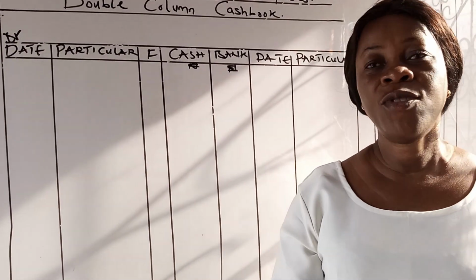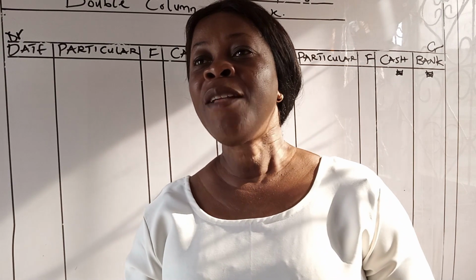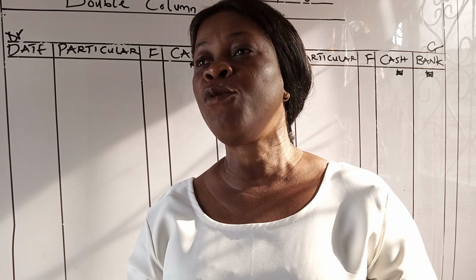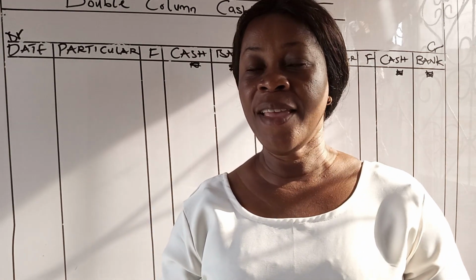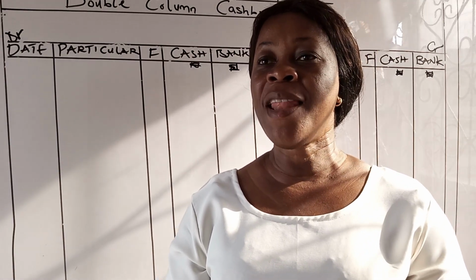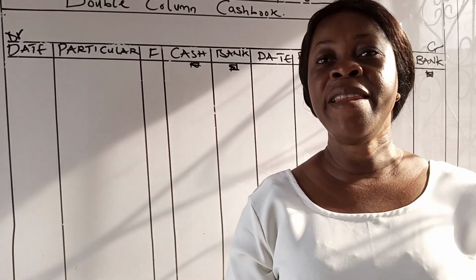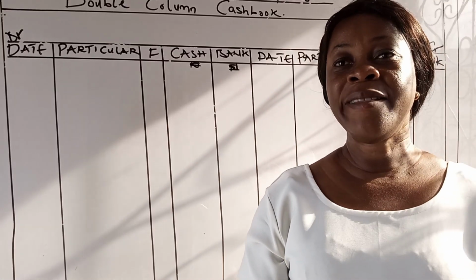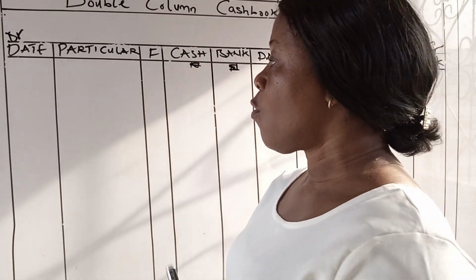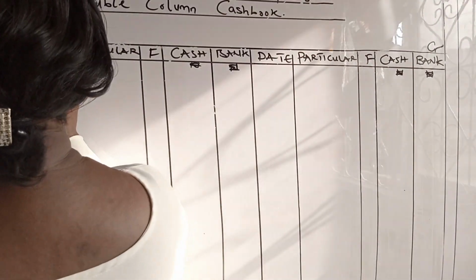Now let us treat this question. The question goes forth. Write up cash book of Kasali Enterprises for the month of July 1999. July 1, balance brought forward, bank balance brought forward 17,000 naira. So that's a debit balance. That is the amount Kasali Enterprises has in his bank account. So it will be written on the debit side because it is an asset.